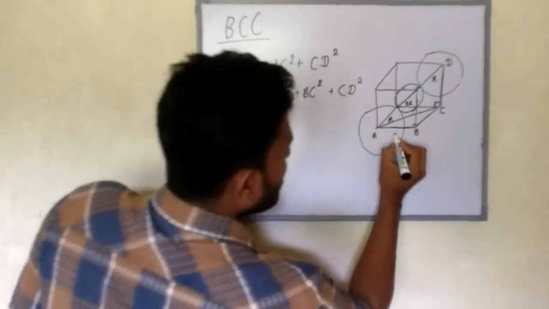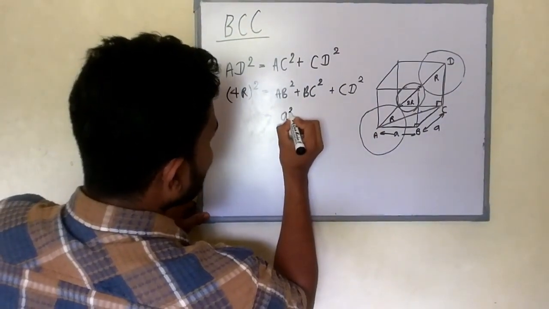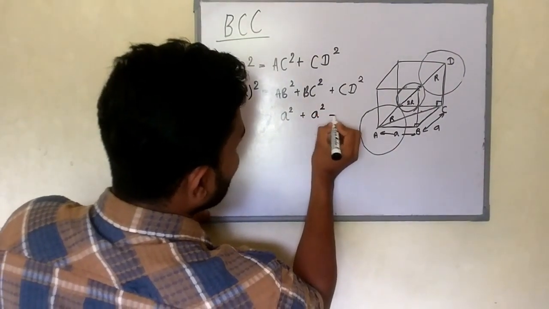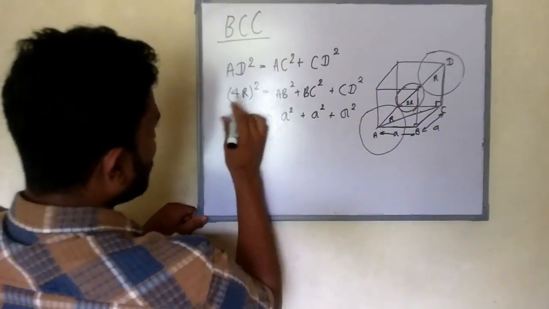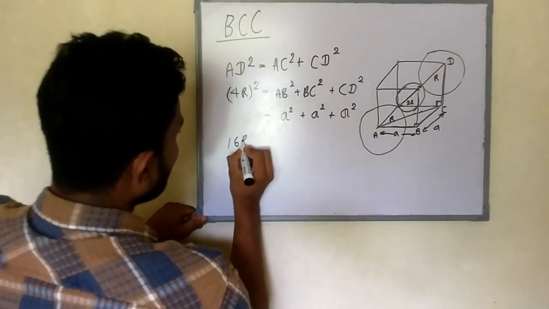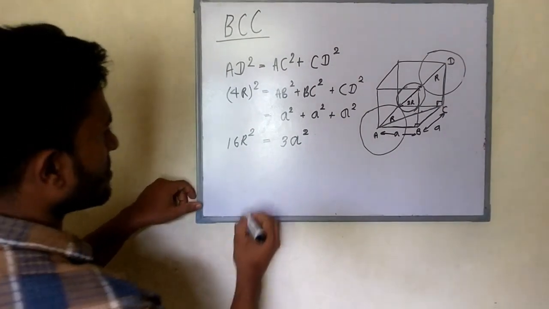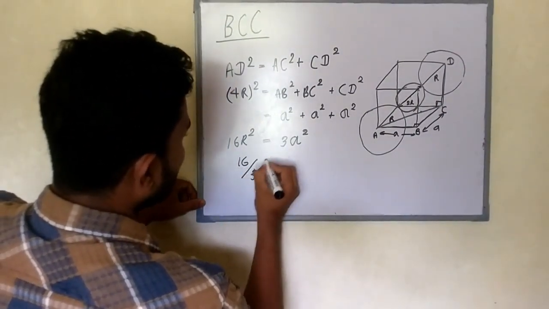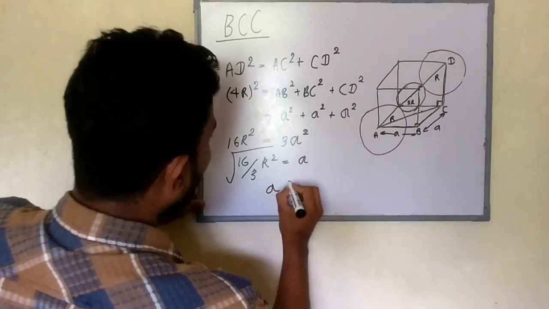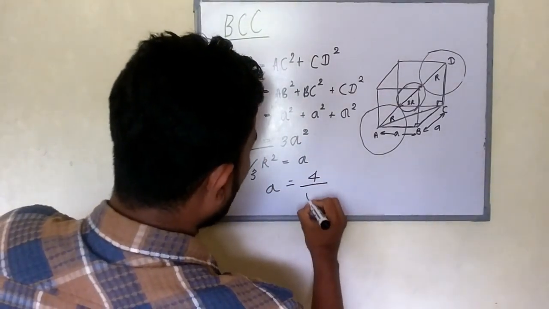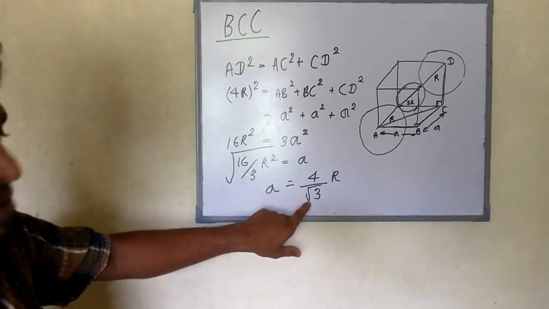For this we know the length is a. Here also the length is a. So a squared plus a squared, plus here CD also a squared. So here your answer is 16r squared equals 3a squared. Now you can write a squared equals 16 over 3 r squared. So your answer is 4 over root 3 r. So the value of a is 4 over root 3 r.